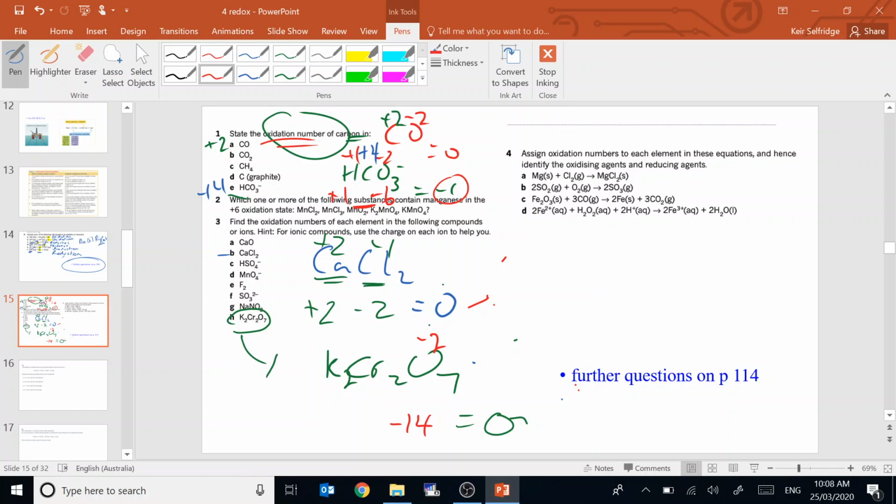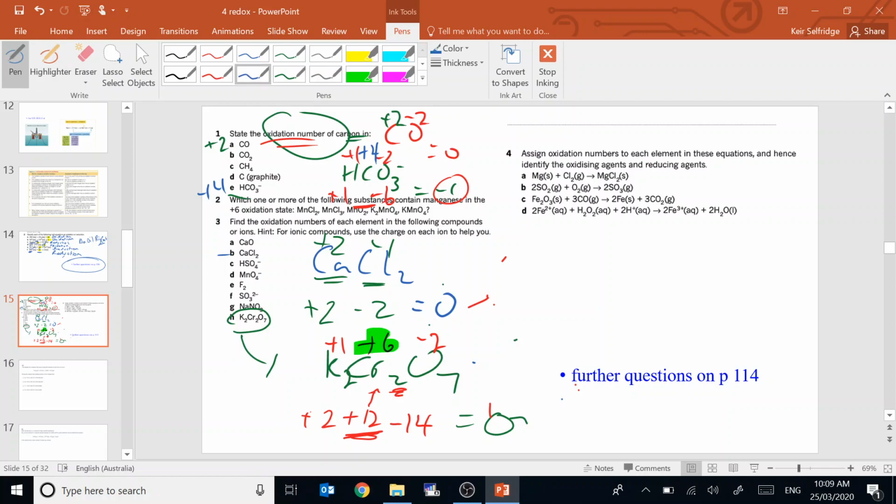But I do know potassium, K. Potassium is in the first group, group 1. That means it always forms a plus, so this is going to be a +1. There's 2 of those, so it's +2 altogether. That means the chromium part, to add up to 0, is going to be +12. Given that there's 2 of them, each individual Cr is +6. The one I had to work out was +6.